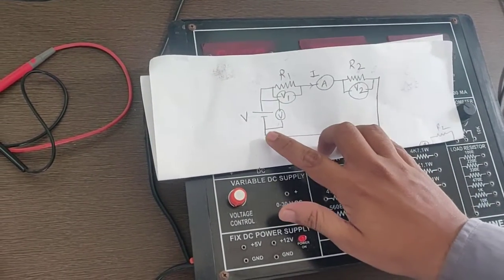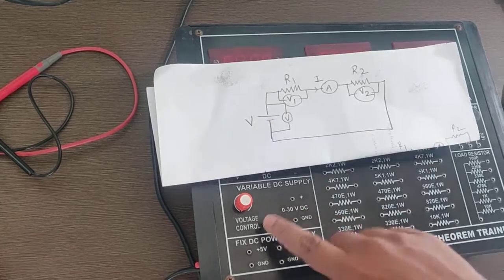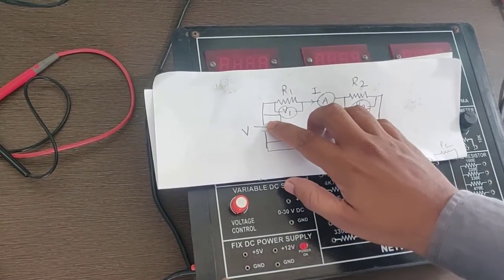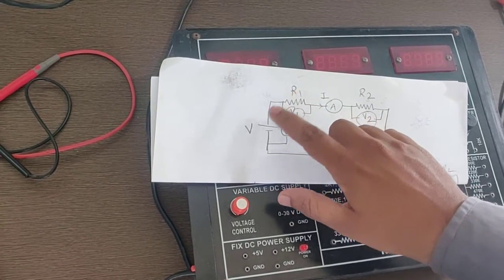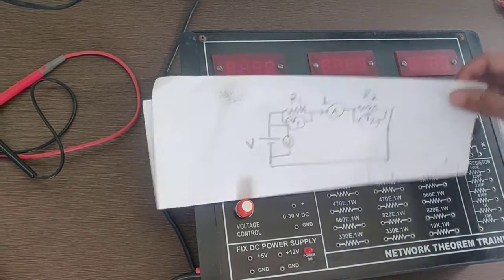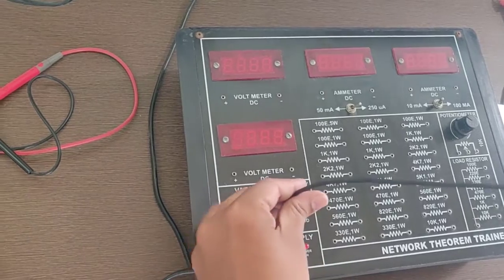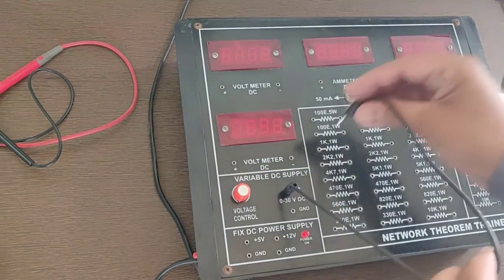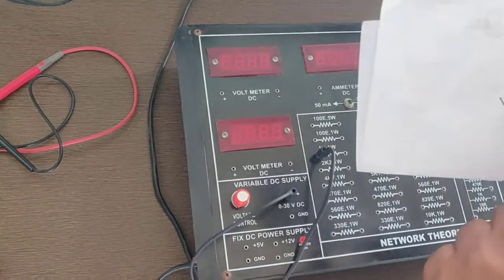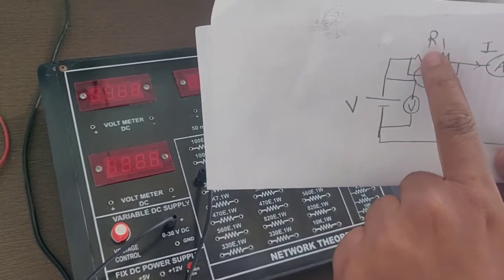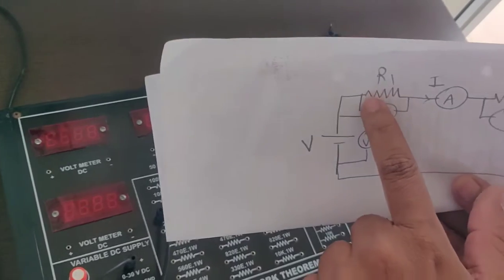This is the supply, which is this variable DC supply. From the positive terminal of the supply we have to connect to the resistance. So how will we connect? The positive terminal of the supply to the first resistor, that is 1 kilo ohm. So we have connected this positive terminal to the positive terminal of this resistor R1, 1 kilo ohm.